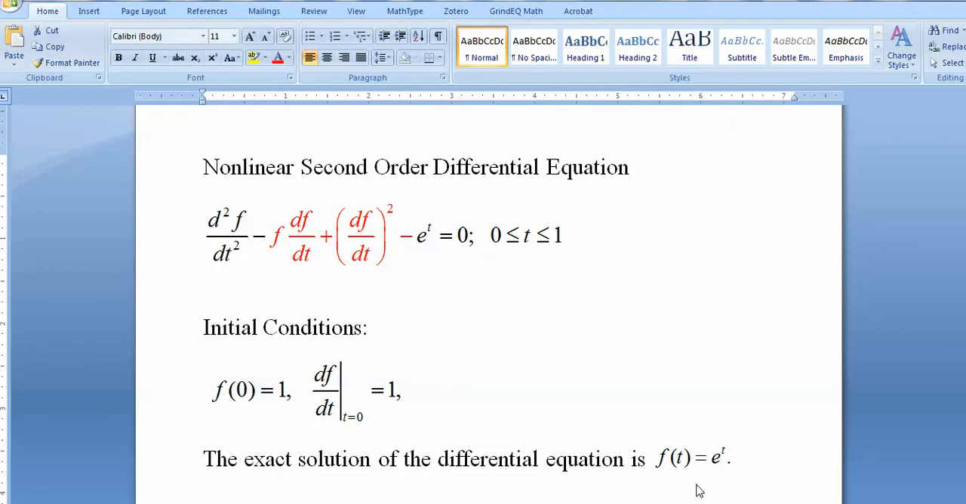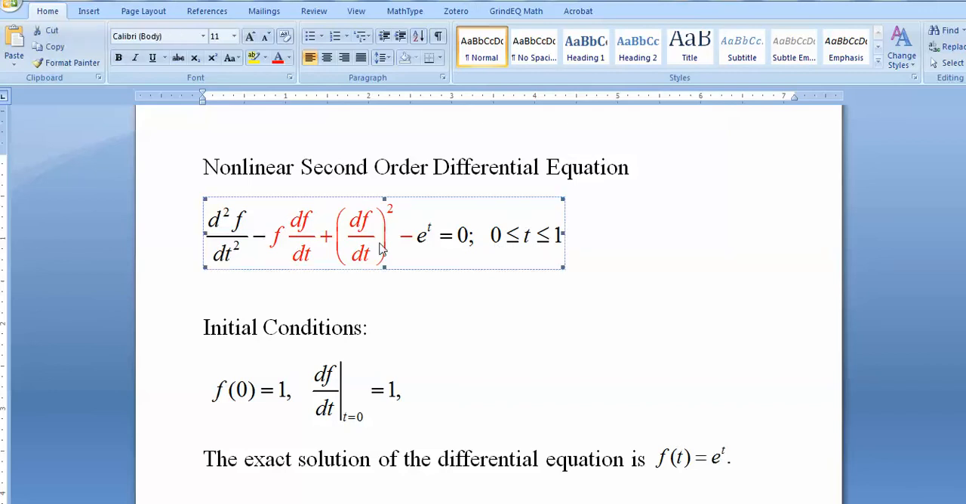In this video I'm going to explain how you can solve a nonlinear second order differential equation, which is actually a time dependent equation. You can say that it's an initial value problem with conditions f(0) equal to 1, and its first derivative at t equal to 0 is equal to 1. It's a second order differential equation, and I want to find a solution on the domain up to 1.